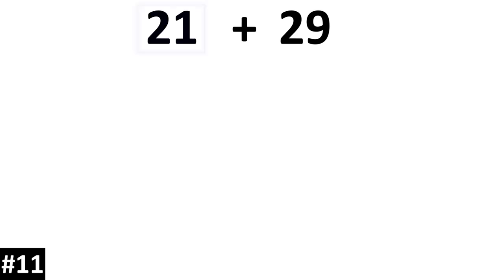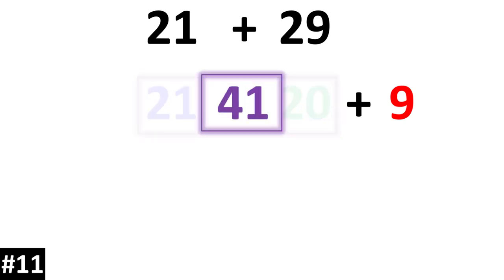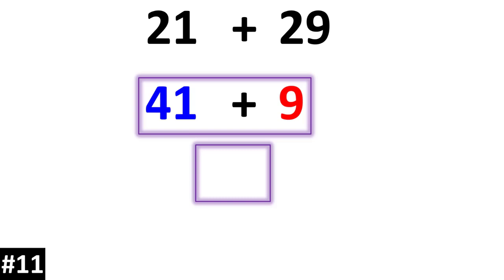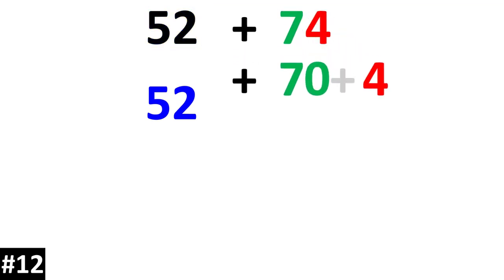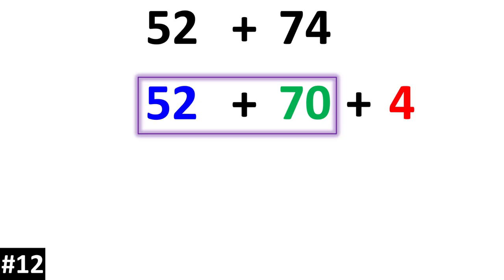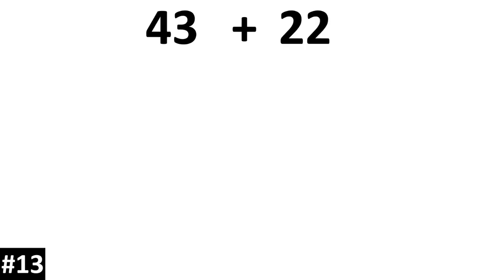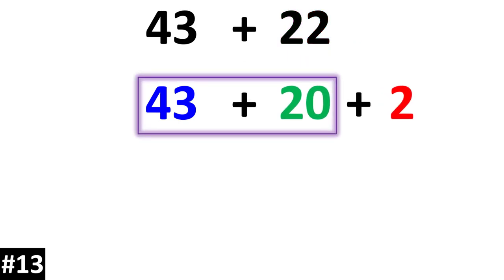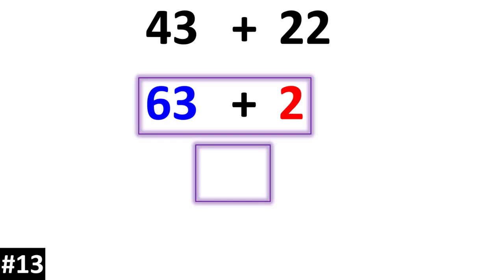21 plus 29. 21 plus 20 plus 9. 21 plus 20 is 41. And 41 plus 9 is 50. 52 plus 74. We're going to look at that as 52 plus 70 plus 4. 52 plus 70 is 122. 122 plus 4 is 126. 43 plus 22. We look at this one as 43 plus 20 plus 2. 43 plus 20 is 63. 63 plus 2 is equal to 65.